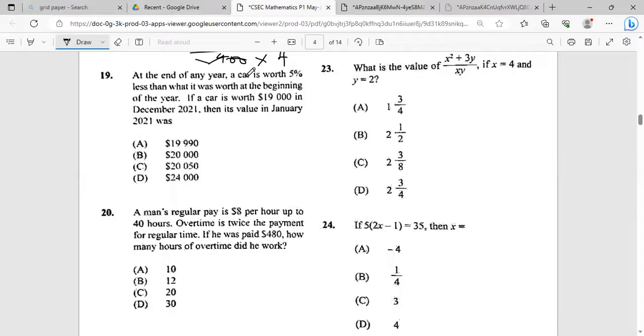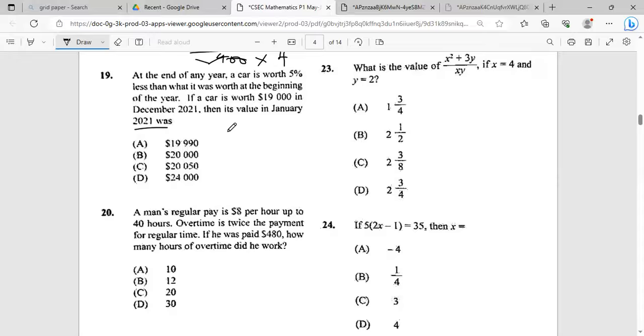All right, at the end of the year, a car is worth 5% less than what it was worth at the beginning of the year. If the car is worth 19,000 in December 21, then the value of the... And again, guys, you could have simplified 5% of all of them here and seen which one gives something near 19. You didn't have to use anything fancy.